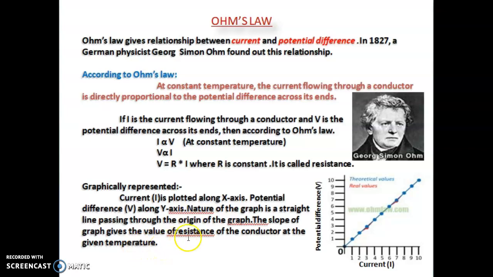What is the slope? You have studied in the 9th standard, in chapter 8, how to find out the slope of a speed graph. So here if you draw a triangle and measure it, you will get the value of the resistance.